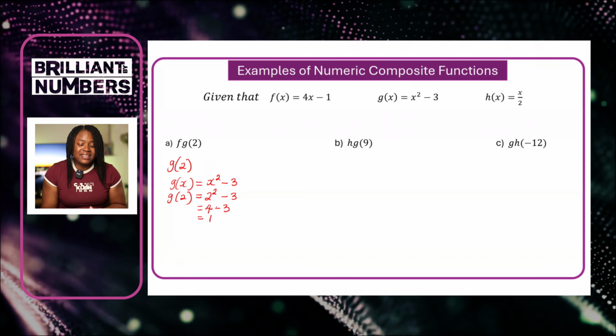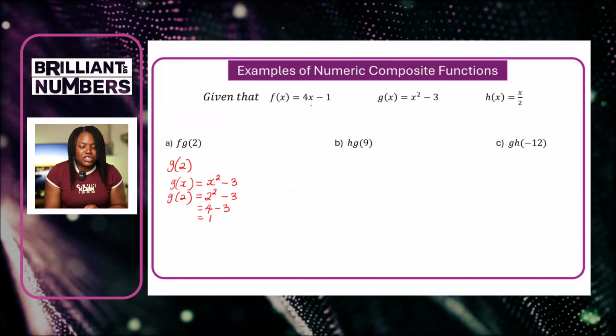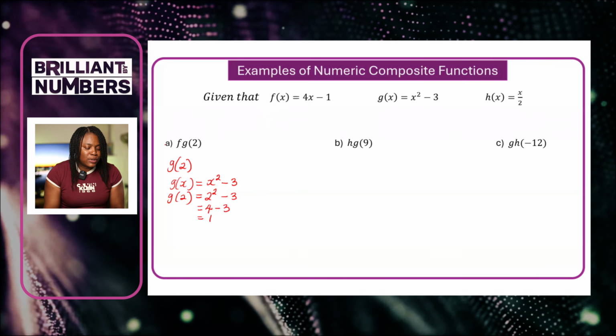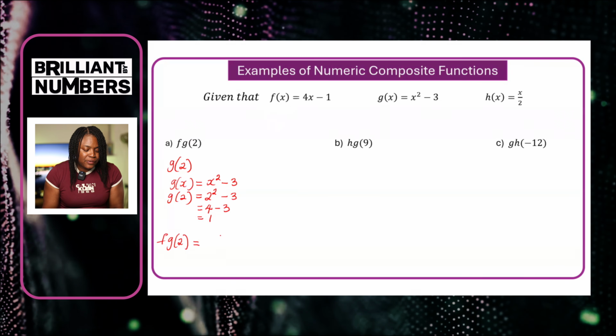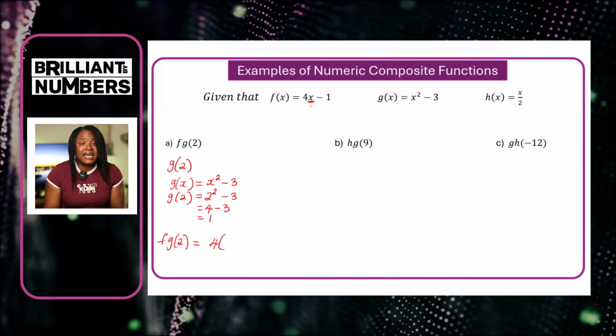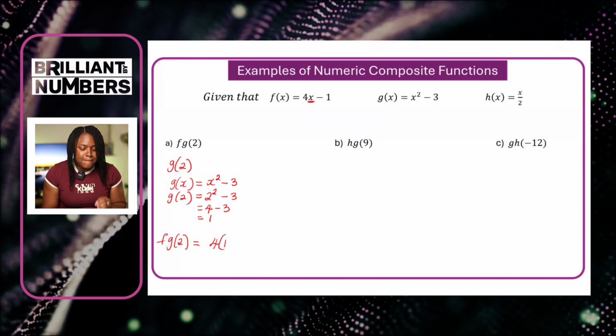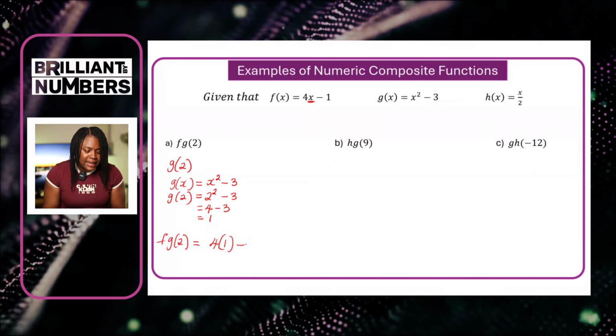So now I've got it, I can now substitute this 1 into the function f. So I'm going to do f of g of 2 is equal to 4, but instead of the x that I'm given here, I'm going to replace it with the value I got from my first answer, which is 1. So I'm doing 4 multiplied by 1 minus 1.